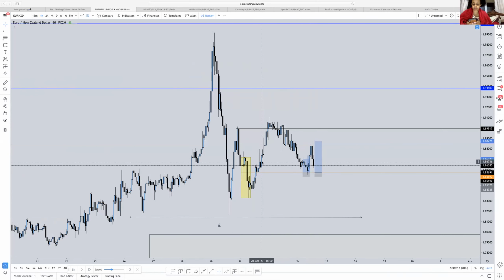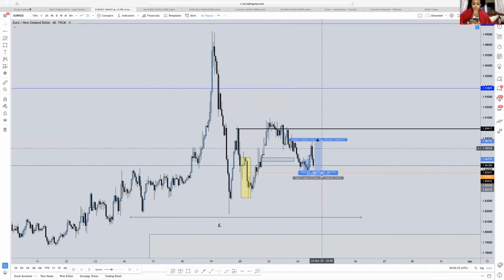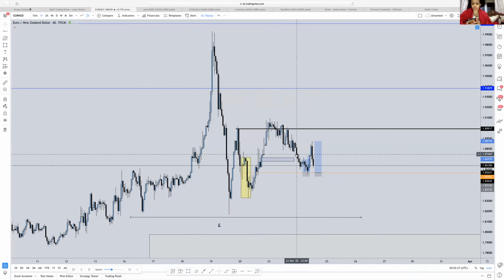Okay, there's imbalance in here. I'll label this out for you. You guys can see there's imbalance there. We can also see there was a gap in the market. Okay, so there was multiple, and also up here, there was multiple areas of imbalance that we knew was going to get filled. Why? Because the structure was broken.